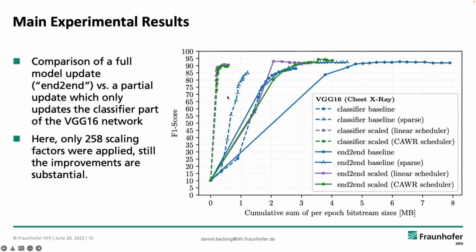This is the same, but we only updated the classifier part to check if this also is beneficial. And as you can see, these 3 curves are for the end-to-end case, and those curves over here are updating only the classifier, and this is the classifier including scaling factors. It's only 258 scaling factors with a big influence.